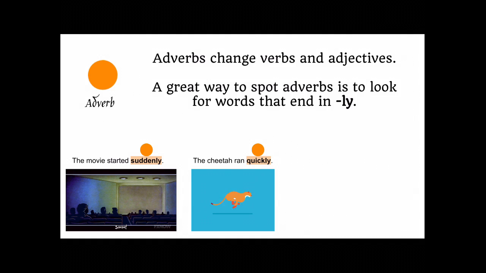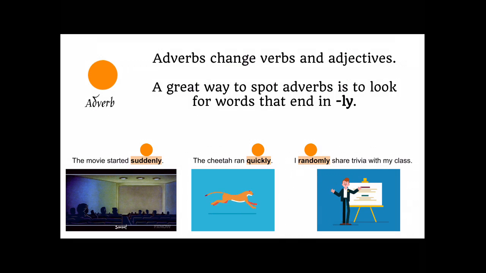The cheetah ran quickly. How did the cheetah run? Quickly. I randomly share trivia with my class. How do I share trivia with my class? Randomly. An adverb describes a verb, or how a verb happens.